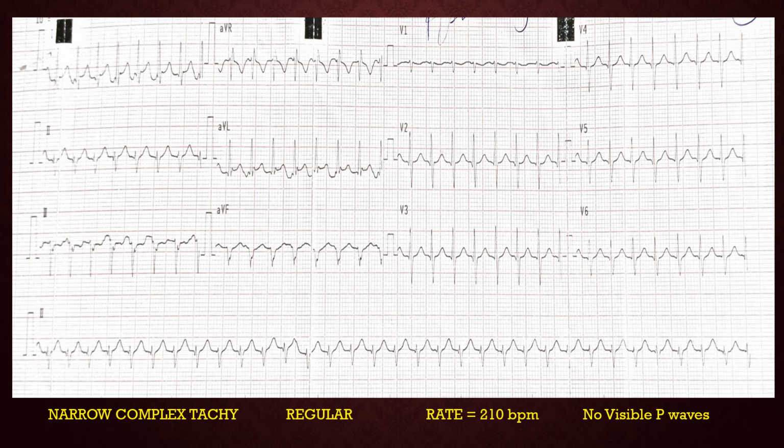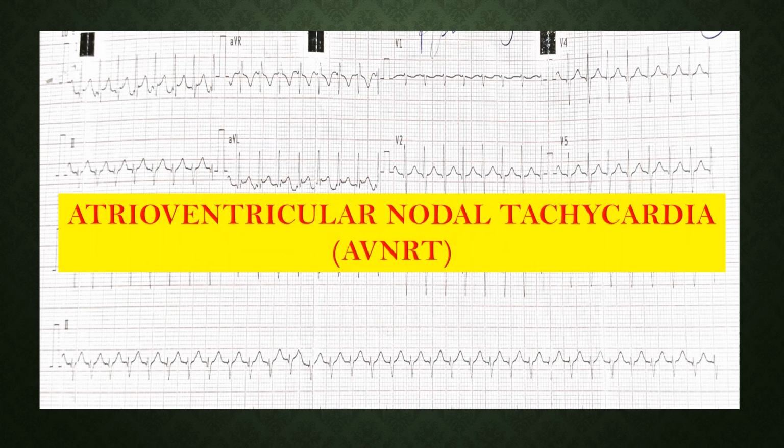So there are three types of SVTs. It can be AVNRT, AVRT, or atrial tachycardia. So remember that whenever we cannot see a clear-cut P waves, seeing all the leads, both the limb and the chest leads, then the possibility of AVNRT is very likely. And this patient was having actually an AVNRT or atrioventricular nodal reentrant tachycardia, and this is one of a common tachyarrhythmia that is seen in clinical practice, especially in young healthy adults.